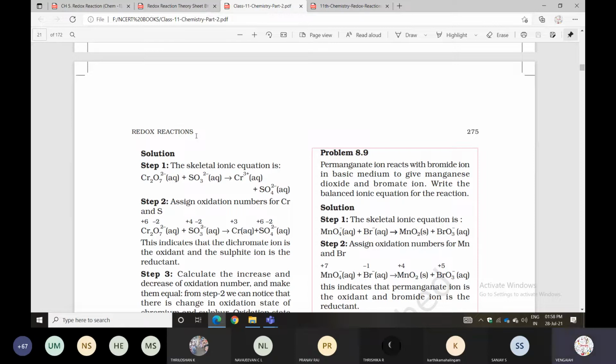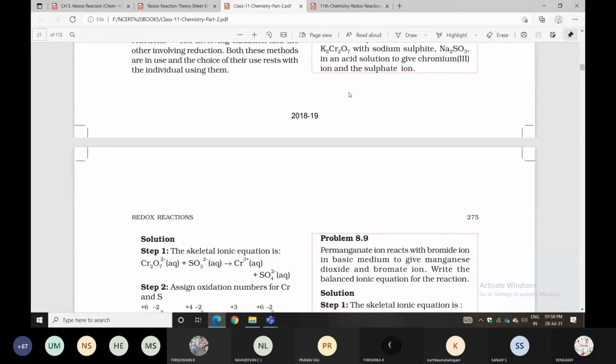One is given sulfate, next one is given sulfite. Sulfite, sulfate. So once again check the question. What is formed? Sulfate ion. Sulfate ion is SO4 minus 2. SO4 minus 2 is given. Sulfite is SO3 minus 2.